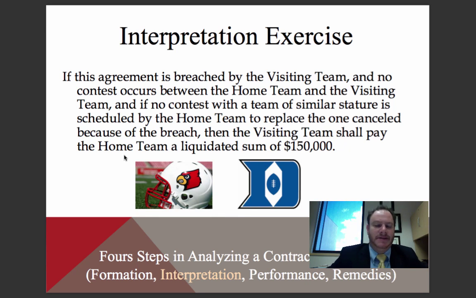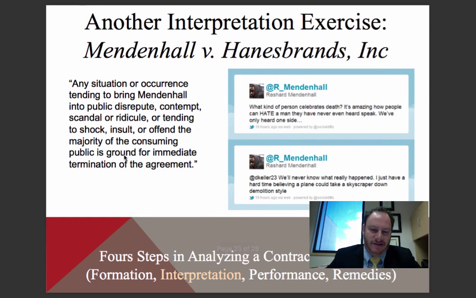But in any case, similar stature, as argued by Duke, was not what conference or division the other school was in, but instead it was how many games that team had won. And so Duke said, well, anyone is a team of similar stature because Duke doesn't win games. So it's just a way to show that there's a discrepancy in interpreting the contract.